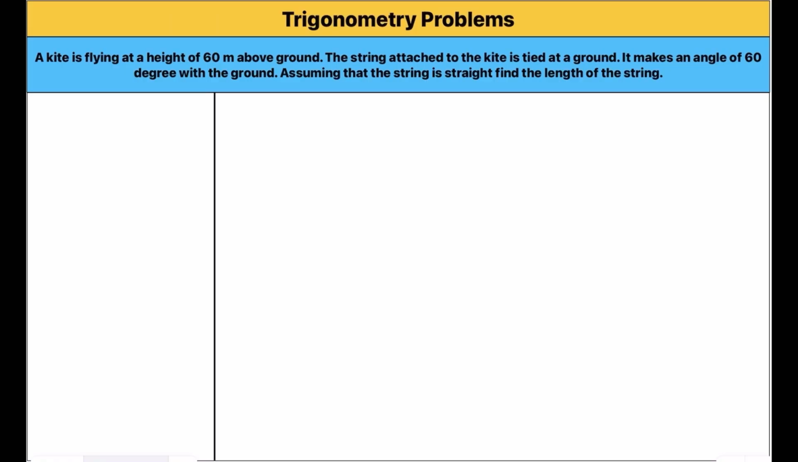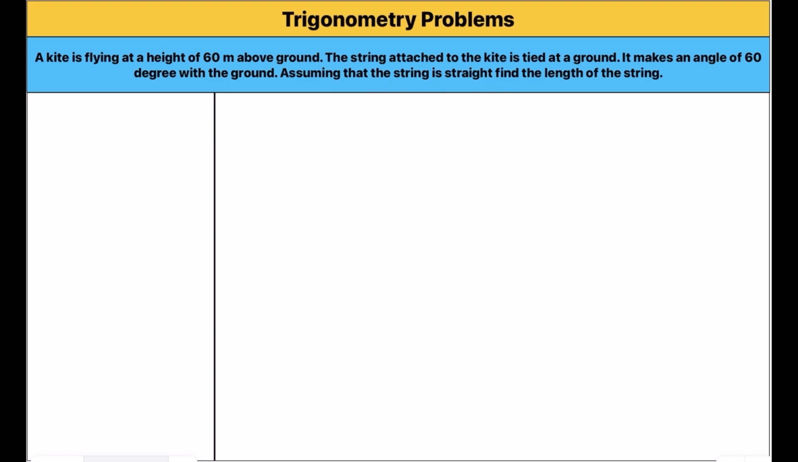Let's solve the next problem. A kite is flying at a height of 60 meters above the ground. The string attached to the kite is tied at the ground. It makes an angle of 60 degrees with the ground. Assuming that the string is straight, find the length of the string.